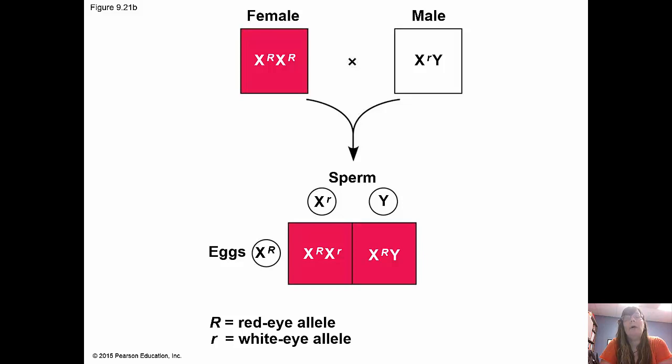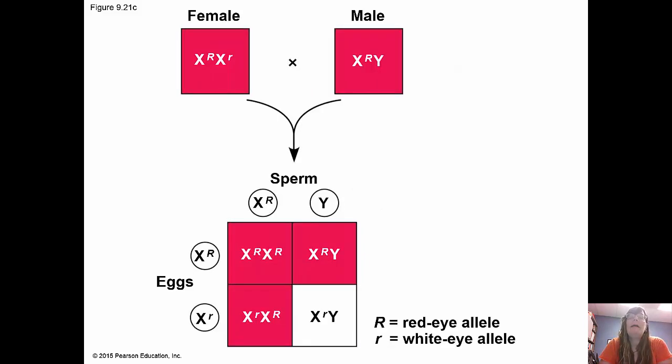A male with white eyes is going to be X little r, Y, because remember, females are XX, males are XY. So when you cross, the sperm could have X little r or Y, but the female only has X big R to donate. So when you do the cross, you're going to have half females that are carriers, but will have red eyes, and half males with red eyes. So no white eyes at all.